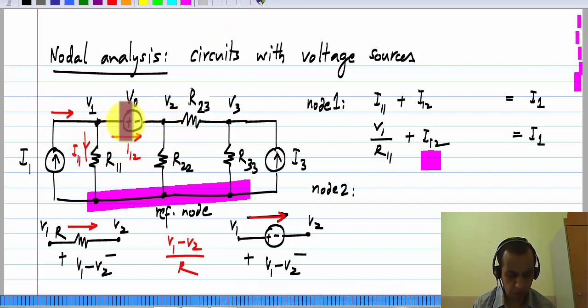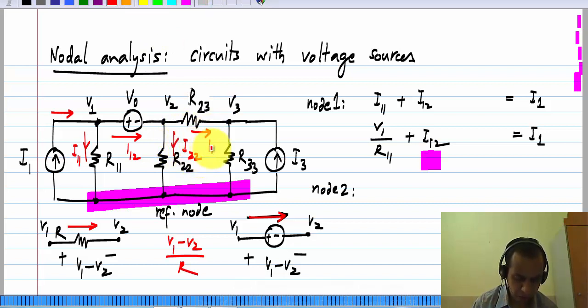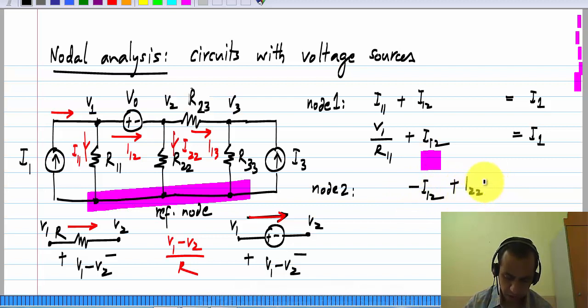Basically the voltage source is connected between node 1 and node 2. So again at node 2 I have to write I22 plus I13 minus I12, because I am taking all the currents to be flowing away from the node, to be equal to 0. Okay. So I have to write minus I12 plus I22 plus I13 to be equal to 0, because no independent current source is injecting into node 2.